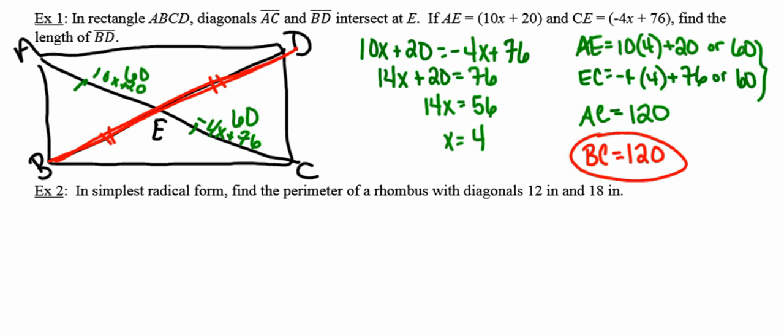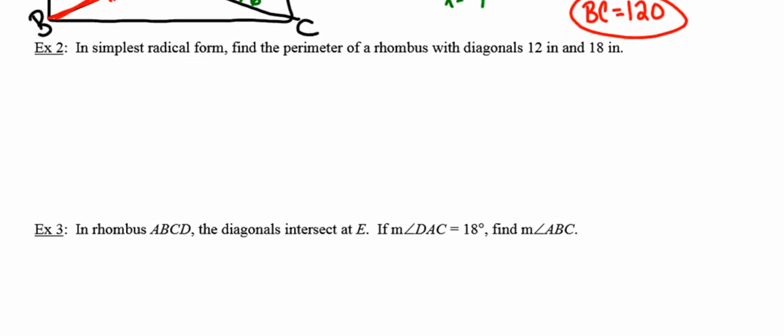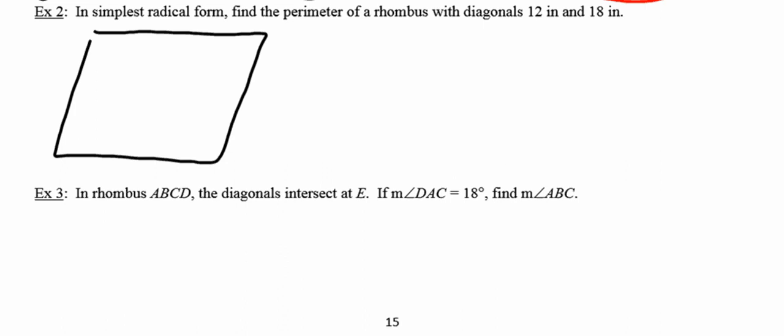All right, so that's how you might use that first property in solving a problem. The second example has us taking a look at a rhombus. It says, in simplest radical form, find the perimeter of a rhombus whose diagonals are 12 and 18 inches. So my approach is still the same. I'm still going to go ahead and start by drawing a picture.